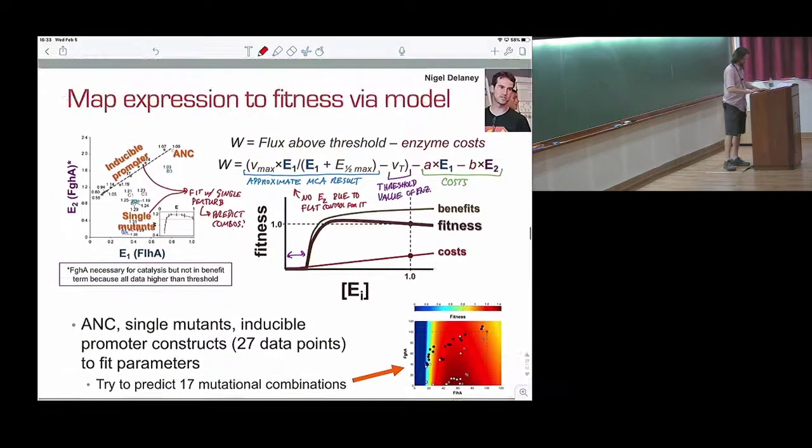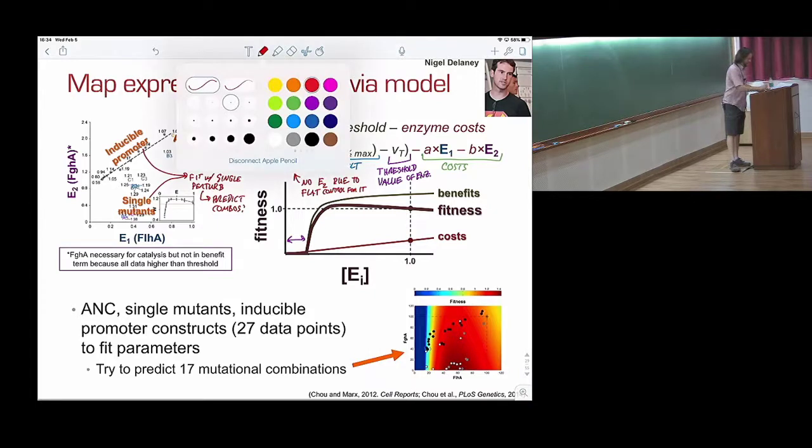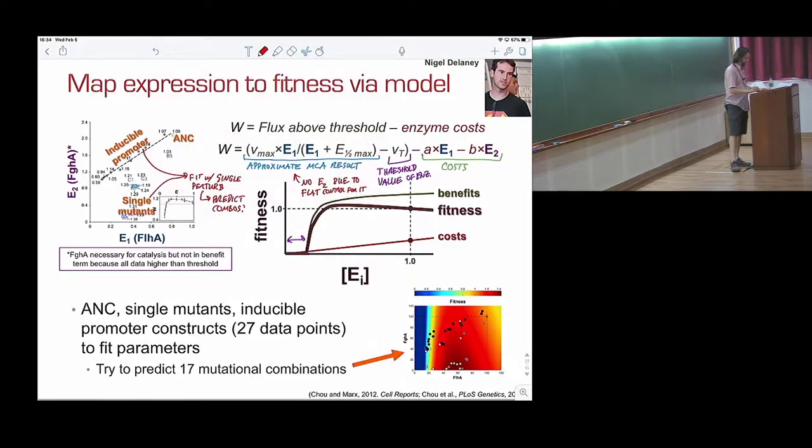Yeah, please. It's actually flux. Yeah, I know. Yes. It is a fair point, actually. Yeah, good call. Thank you.